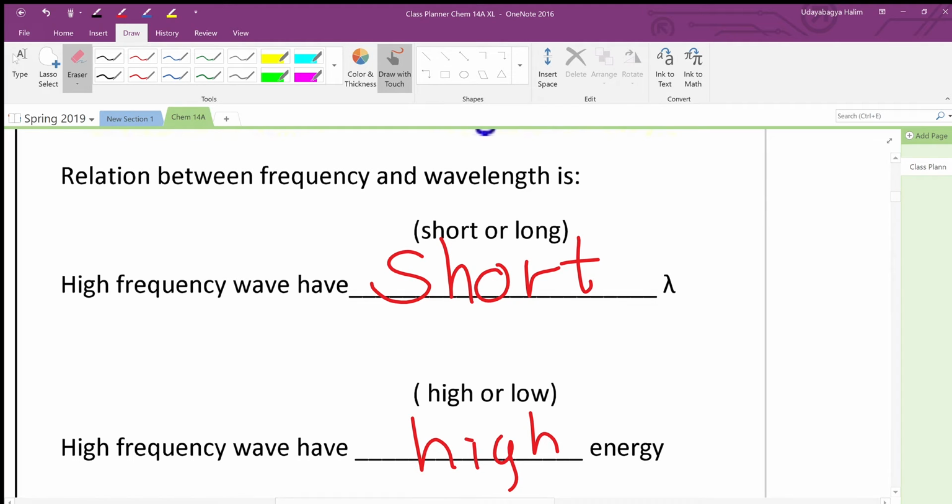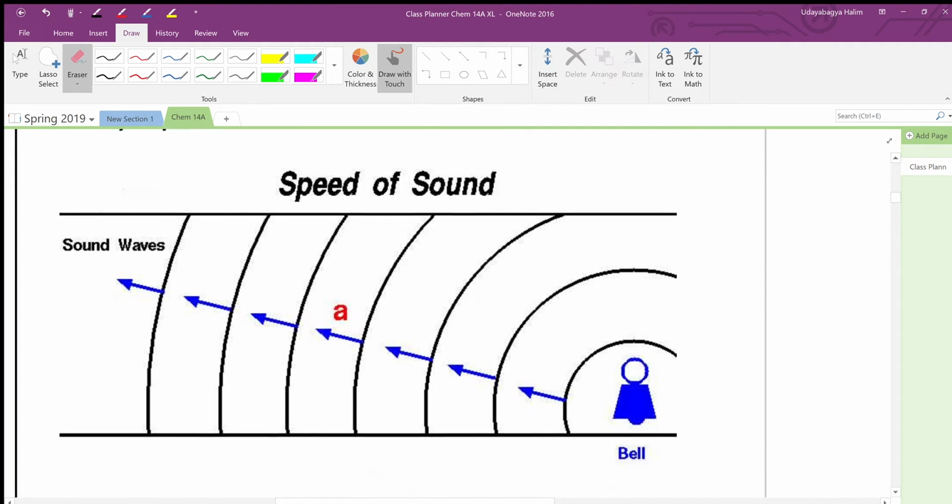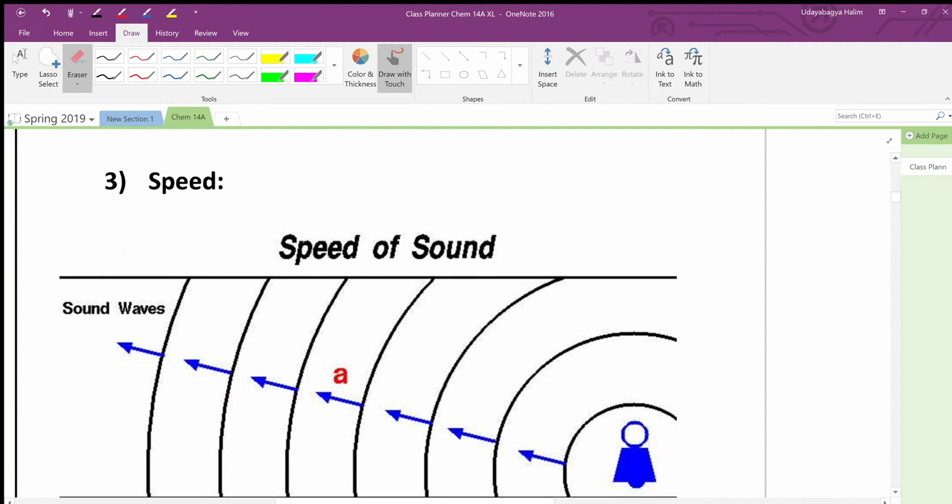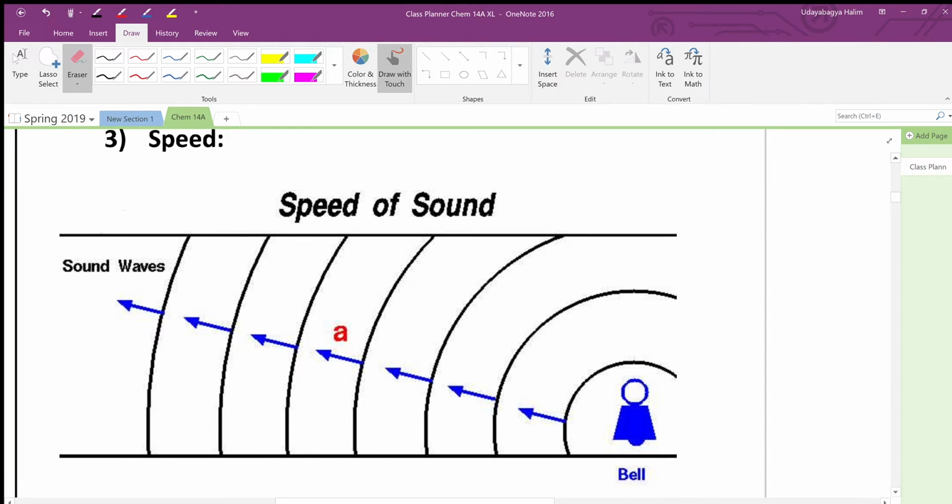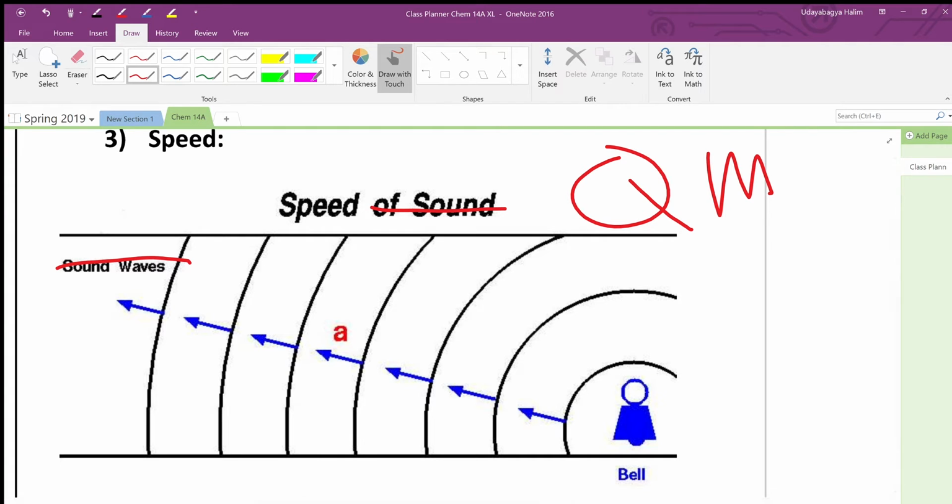And the last property of waves that I want you to know is the speed. Obviously, since we're talking about sound, the speed is the speed of sound. But because we're going to talk about quantum mechanics, we're really not interested in the speed of sound, but rather the speed of light. The speed of light is the fastest speed an object can travel, at least in space. We're going to use the symbol c for the speed of light.